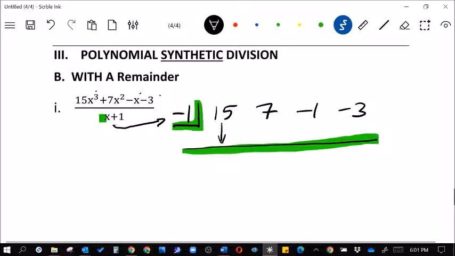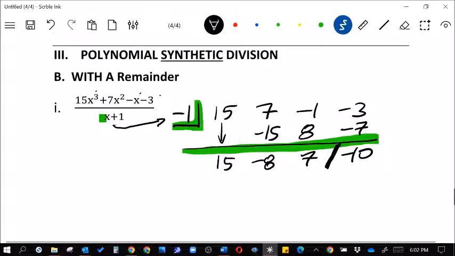So let's bring the 15 down. -1 times 15 is -15. Add those up to get -8. -1 times -8 is +8. Add that to get 7. -1 times 7 is -7. Add that to get -10.